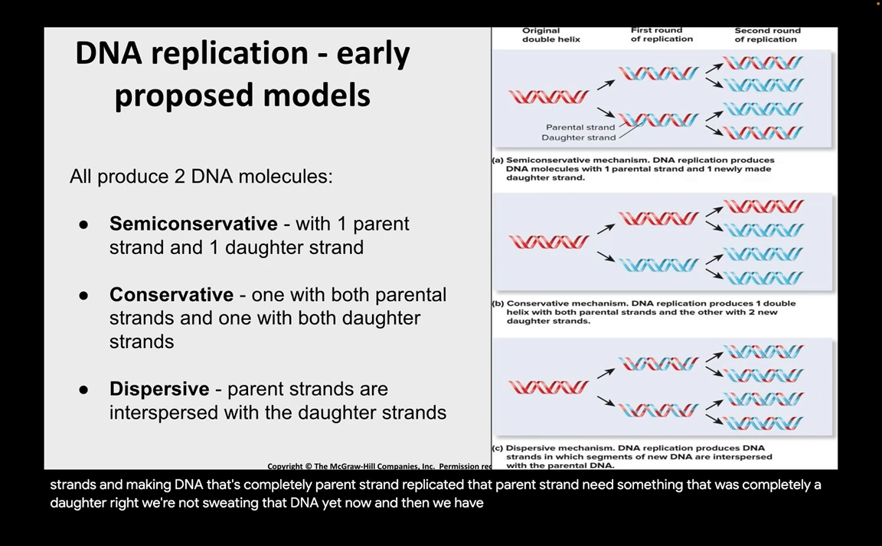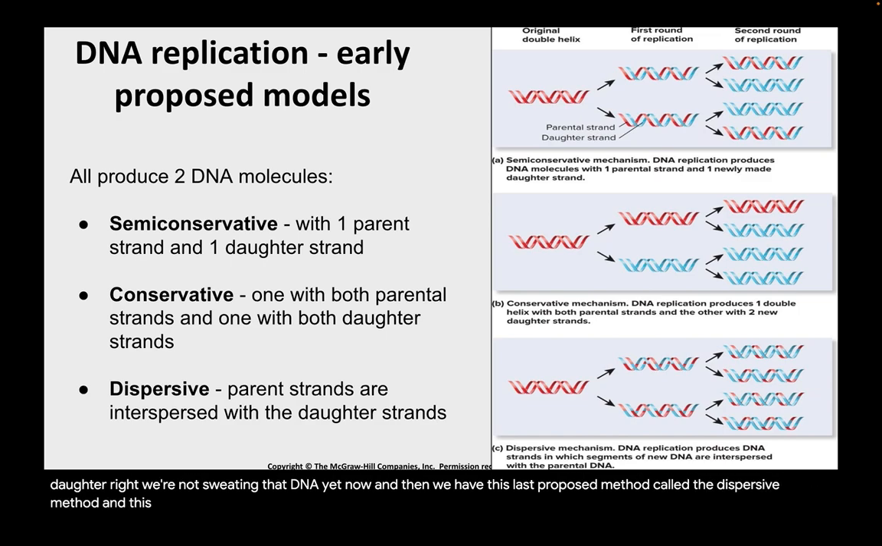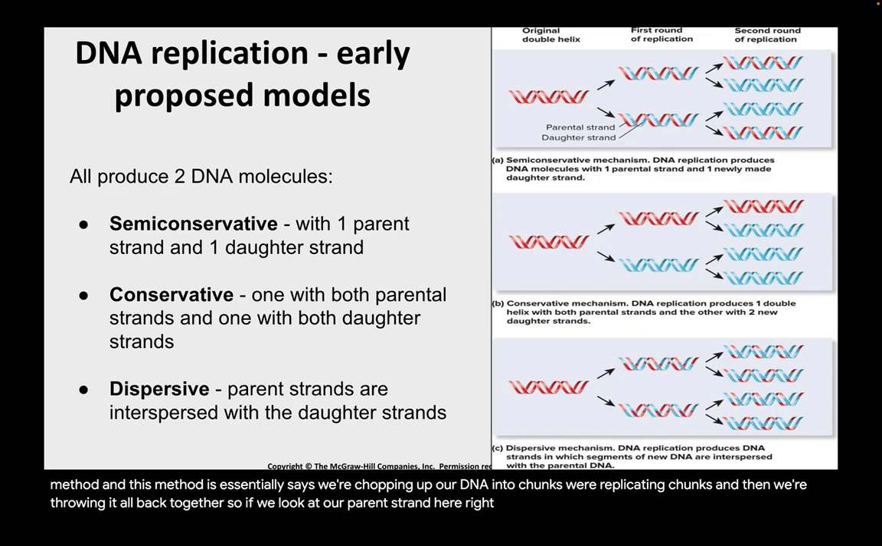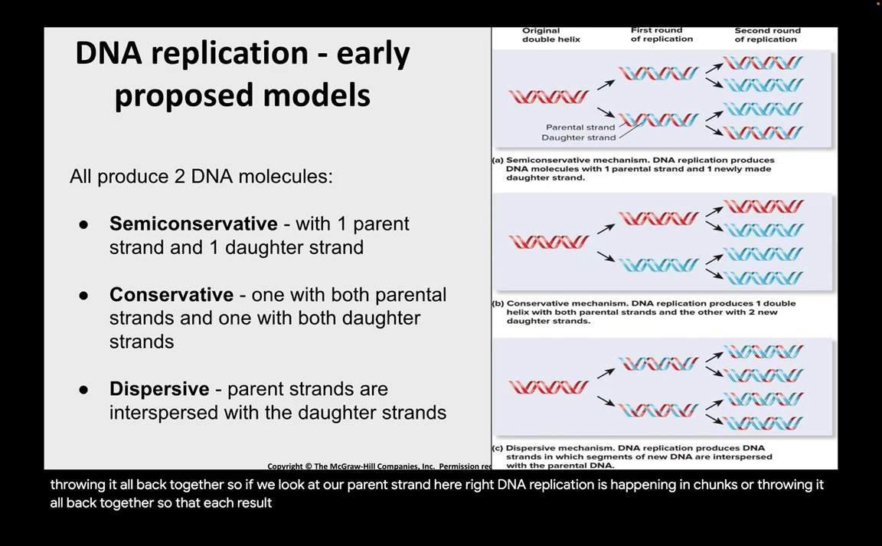And then we have this last proposed method we call the dispersive method. This method essentially says we're chopping up our DNA into chunks, we're replicating chunks, and then we're throwing it all back together. So if we look at our parent strand here, DNA replication is happening in chunks. We're throwing it all back together so that each resulting strand has chunks of parent, chunks of daughter, chunks of parent. So there are these 3 methods, and we really didn't know which method was the right method.